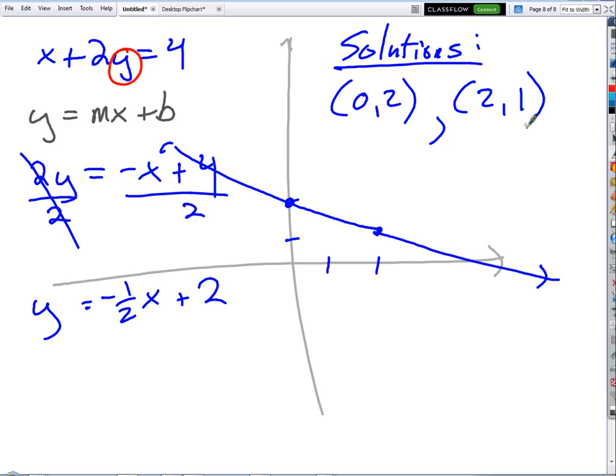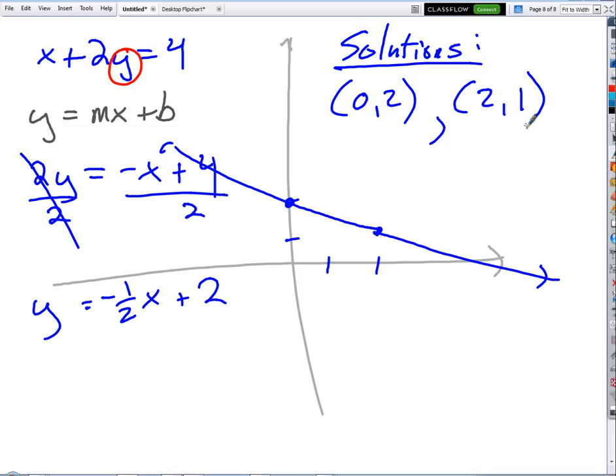Now, let's make a connection. Let's just even forget about the equation for just a second. How are these solutions, these ordered pairs, values of x and y that are solutions, how are they connected to the graph? There'll always be a point on the graph. They're points on the line.